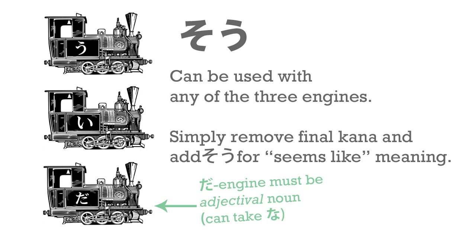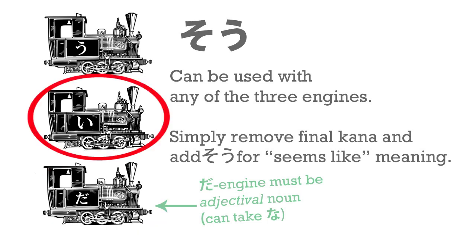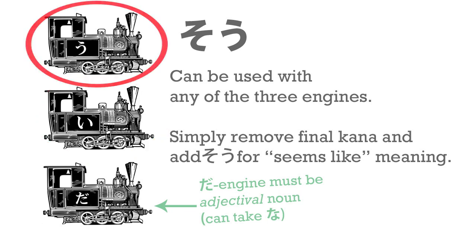How do we attach them? We do the same thing in every case. We take the last kana from the engine, the kana that makes it what it is, its active part. So in the case of the da from the da engine, the da or the na from the da, na engine, the desu then da, and from the verb engine we take that last kana. And we just put sou onto it, so it's a very simple connection.